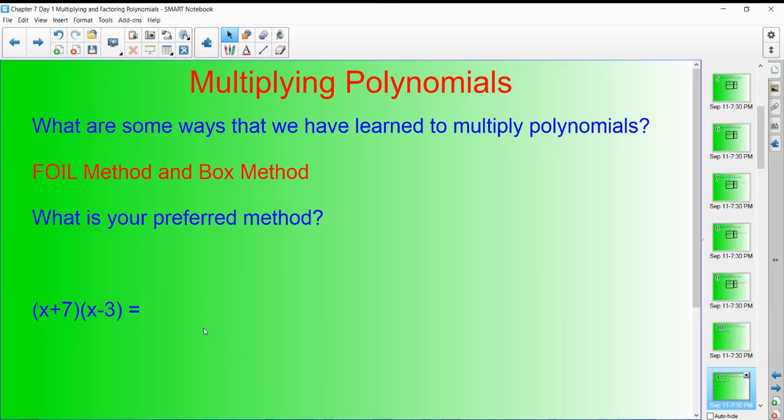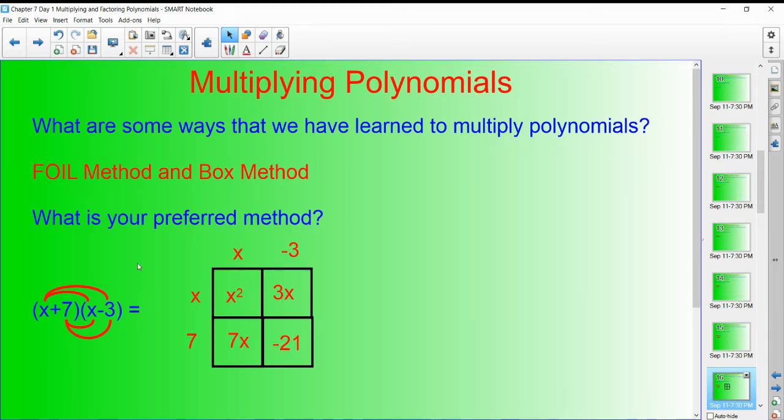So FOIL stands for first, outside, inside, last. It's a way just to multiply, make sure that every term gets multiplied by every other term. So the x gets multiplied by the x and by the -3, the 7 gets multiplied by the x, and the 7 gets multiplied by the -3. Now that's the FOIL method, where you do each one of those multiplications, you add the like terms, and then you have an expression.